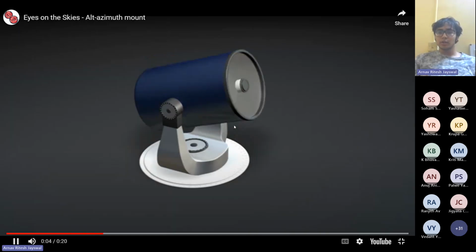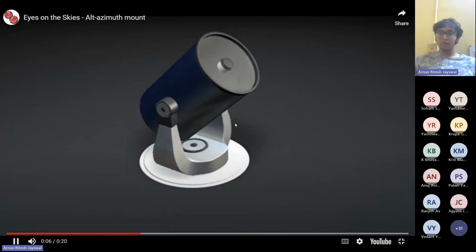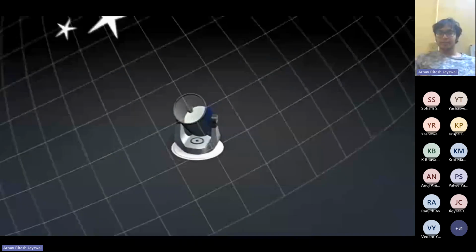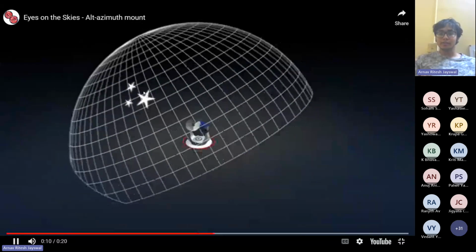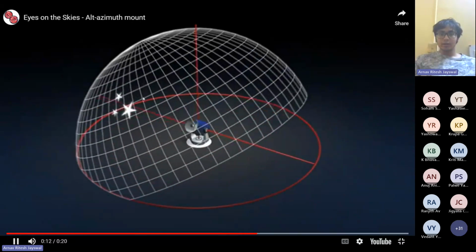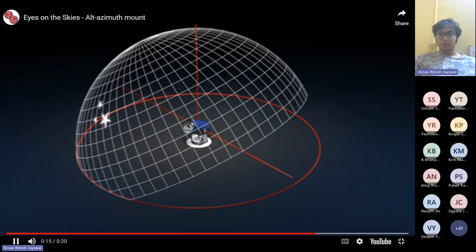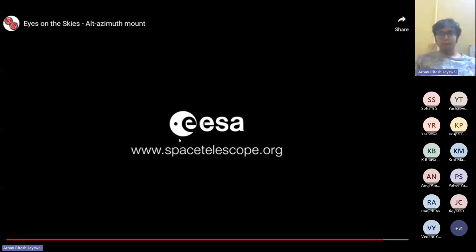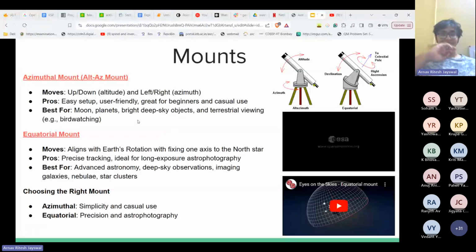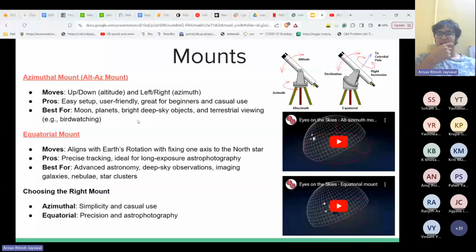Yeah, so this is how it is. It can move up and down, and it can also move left and right. So if you're observing a star, you can change the planes in two directions, as you can see here. So this is an azimuthal telescope. It is really easy to set up, and it's user friendly and usually for casual use. And it's best for moons, planets, and other terrestrial viewing.